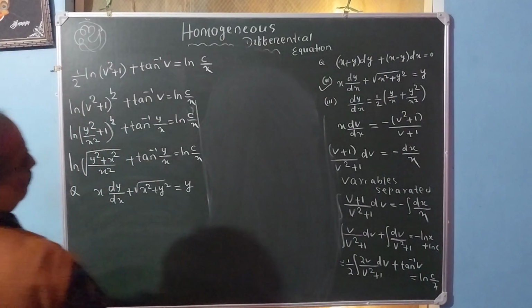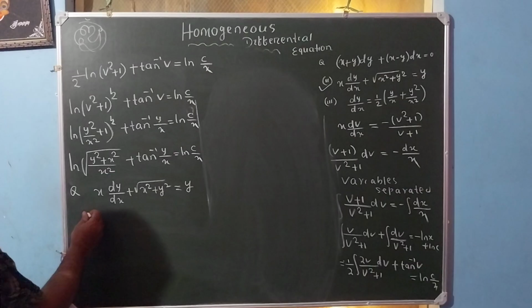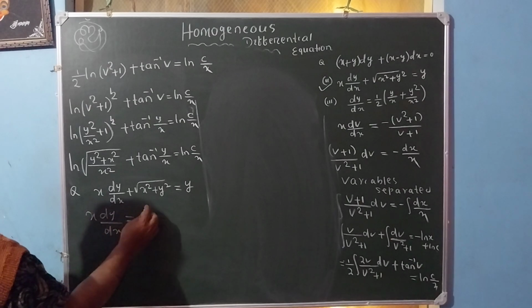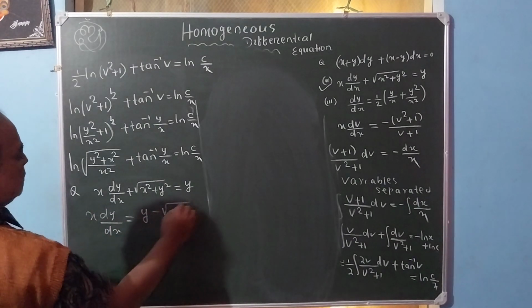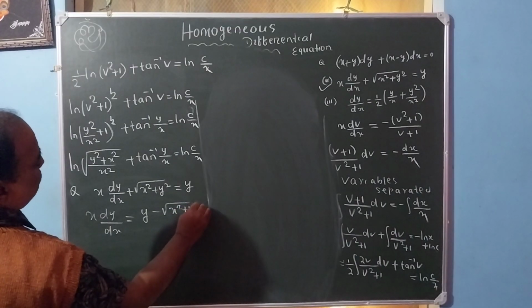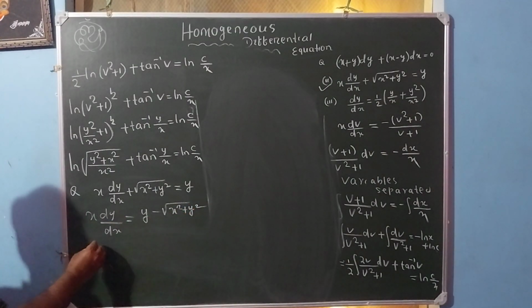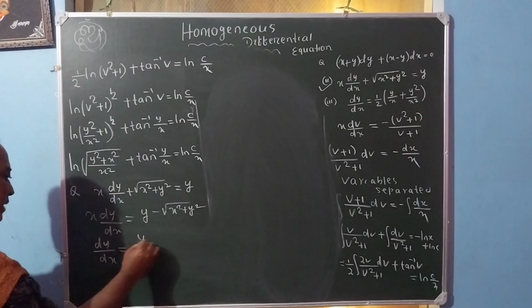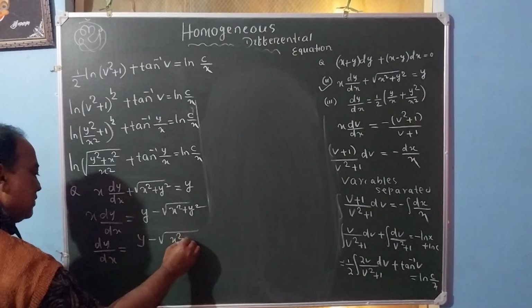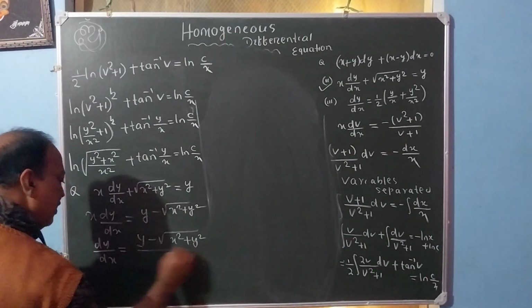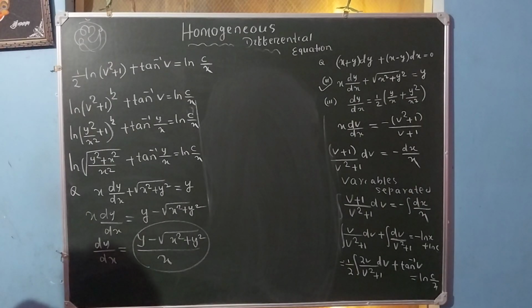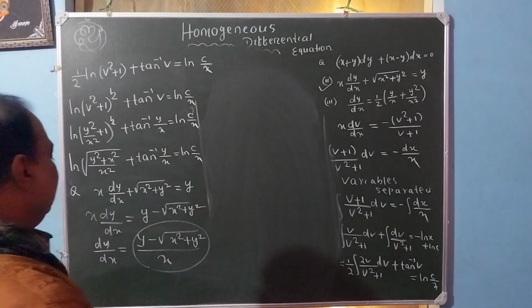So we get x dy by dx is equal to y minus root of x square plus y square. Dividing by x, dy by dx is equal to y minus root of x square plus y square, divided by x. Now we have to check that this is a homogeneous differential equation.